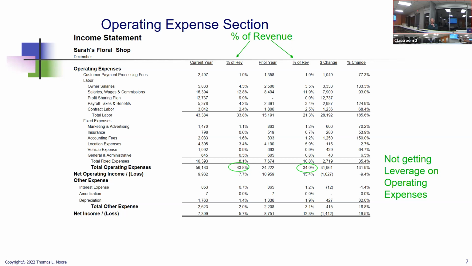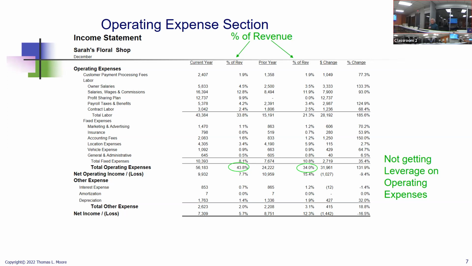There are some other expenses that have to be considered: interest expense, amortization, depreciation, but we're not going to spend a lot of time on that right now. But in a typical income statement, you would want to consider those. Instead, we're going to focus our attention on those two small green circles in the middle of the page, where you can see the percent of revenue for total operating expenses for the current period was 43.8%. For the prior period, it was 34%.